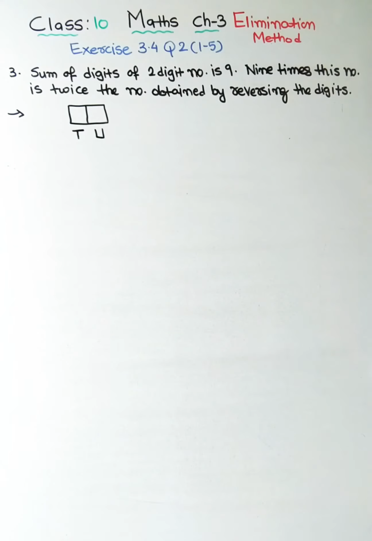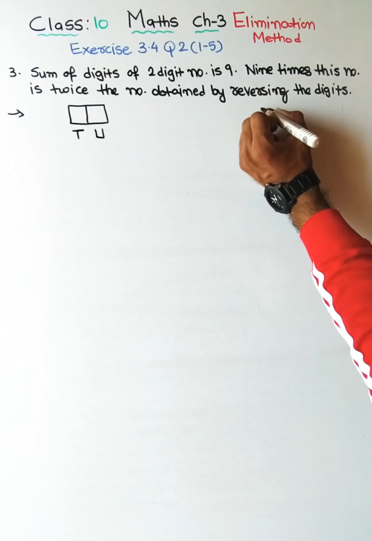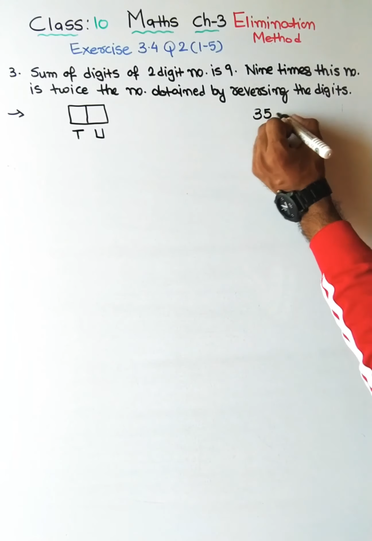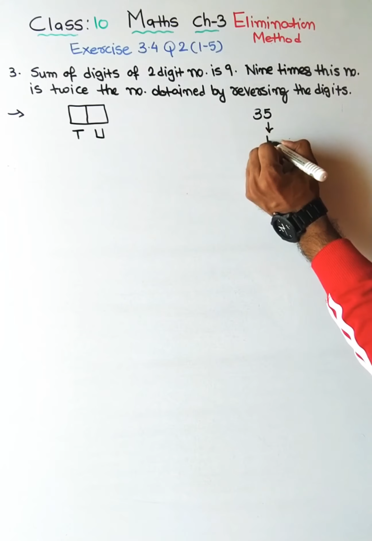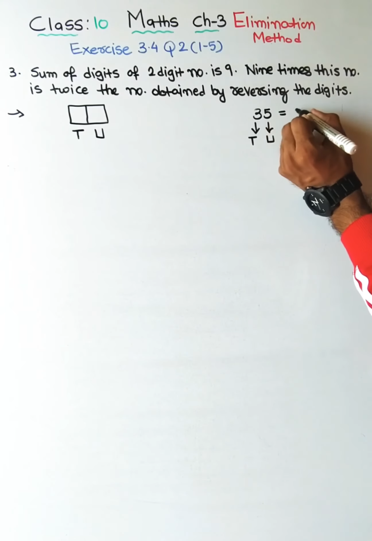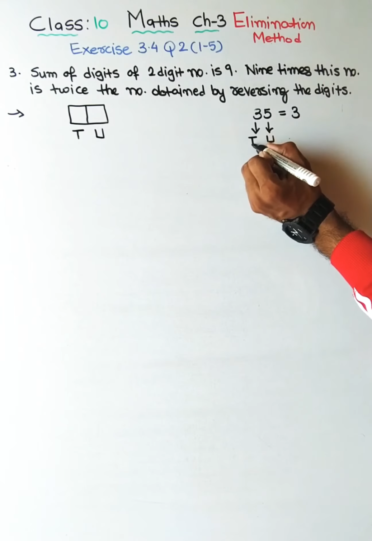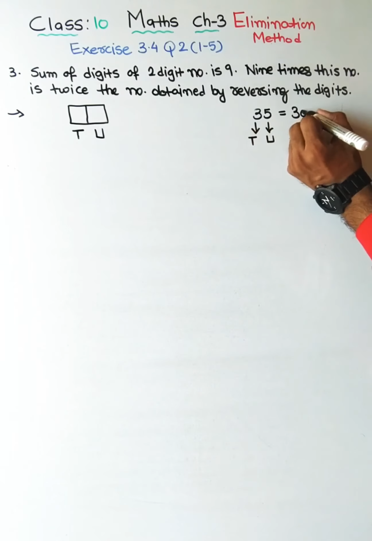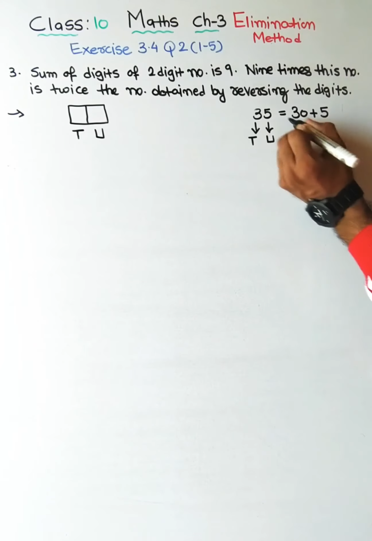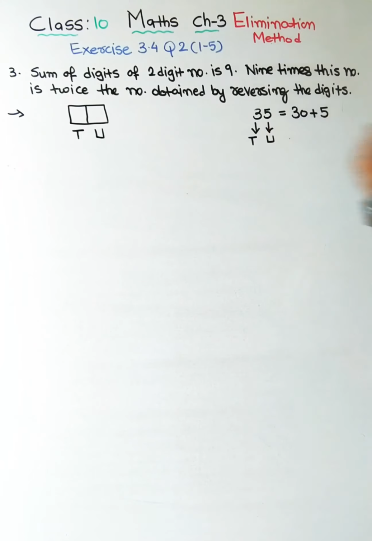Now, it is very important for you to understand this. Let us take a 2-digit number 35. So 35, in which 5 is at the units digit and 3 is at the tens digit. So we can represent 35 as, in the tens digit, whatever the number is, we are multiplying it with 10. And the units, we are multiplying it with 1. So it can be represented as 30 plus 5.